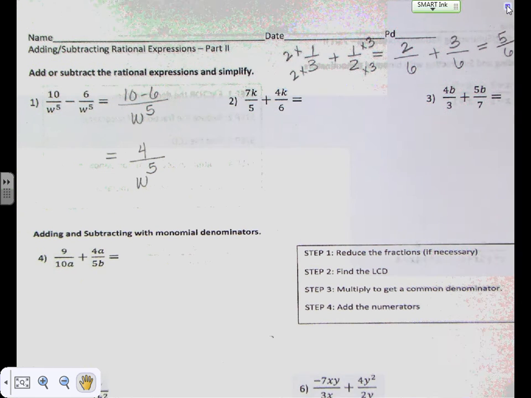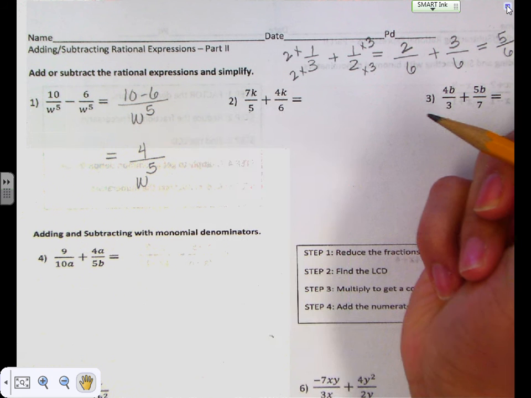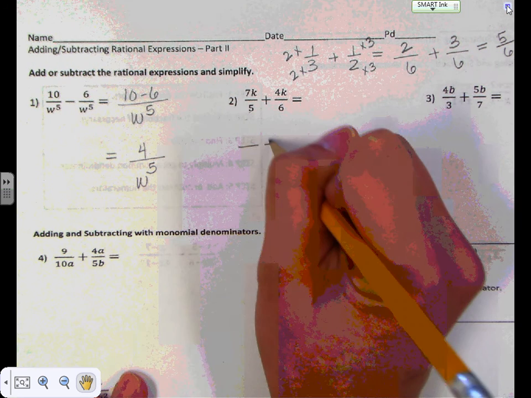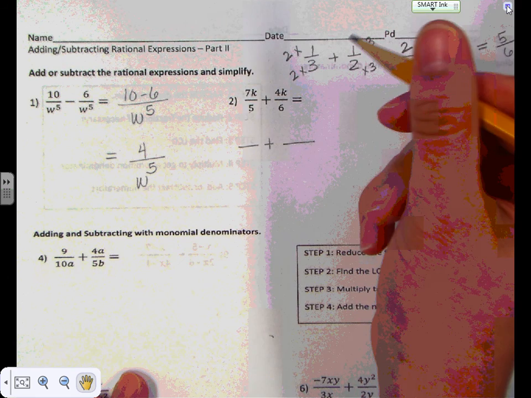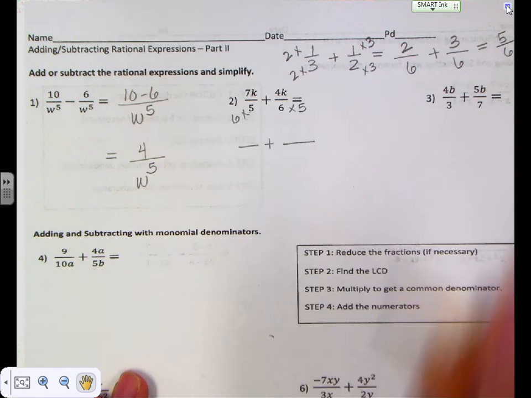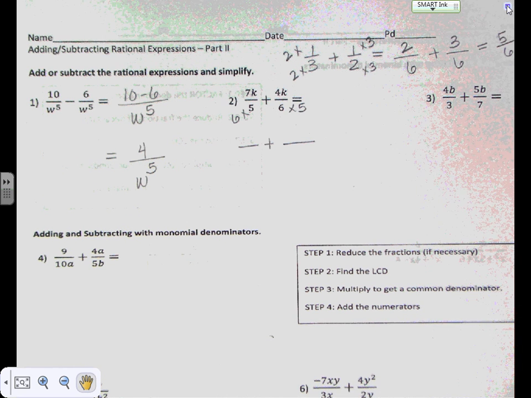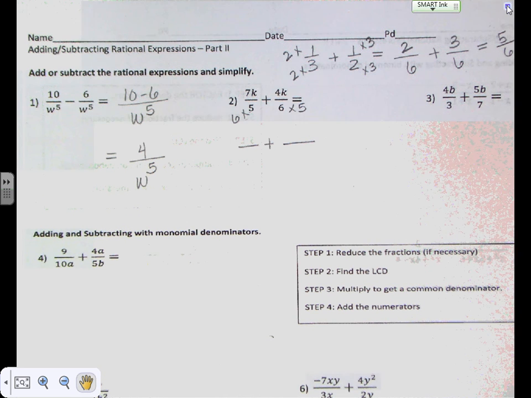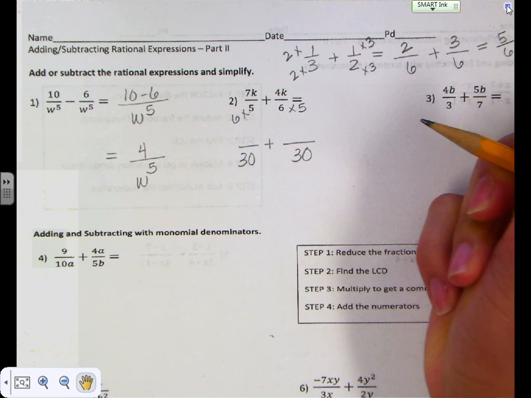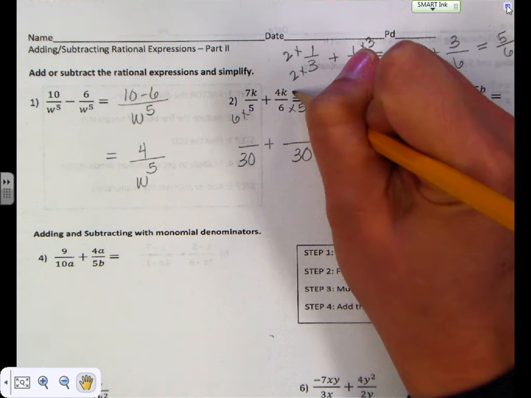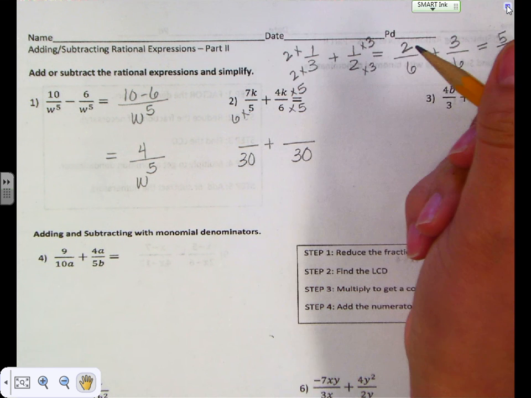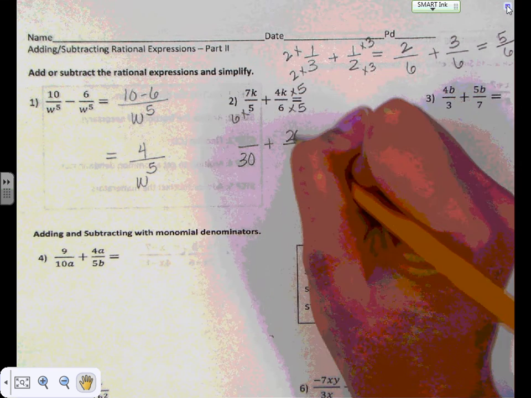Okay, if you look at number 2, do they have a common denominator? No. So what is the common denominator? 30. So I'm going to have to multiply 6 times 5 and 5 times 6. Notice how they're switched, right? Whatever's on one fraction, you multiply times the other fraction. So your common denominator is 30. And whatever you do to the numerator, you also have to do to the denominator. So what's 4 times 5? 20k.